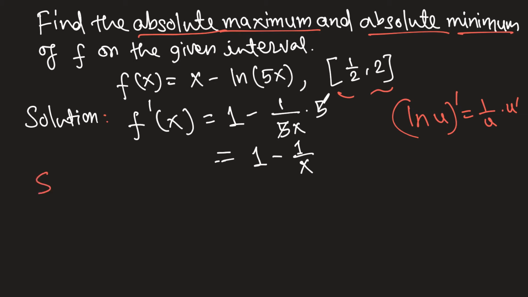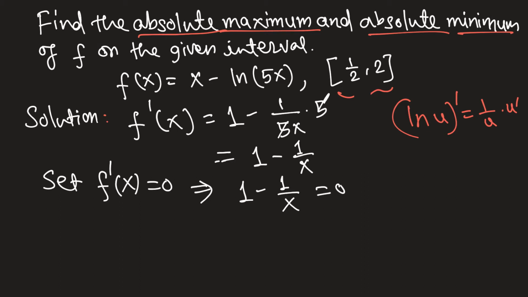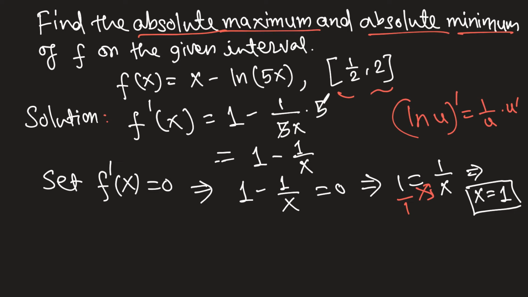So set the derivative to 0. That means 1 minus 1 over x equals 0. Let's solve for x. Move the 1 over x to the other side, adding 1 over x to both sides, so we get 1 equals 1 over x, and 1 is 1 over 1. We can cross multiply and get x equals 1. So x equals 1 is inside 1/2 and 2. So this is the critical number. Now we want to evaluate this function at the endpoints 1/2 and 2 and at 1. So we need to evaluate the function at 3 different x values.